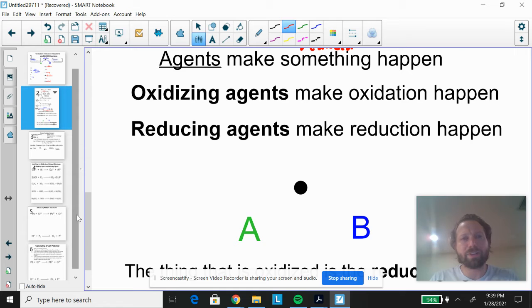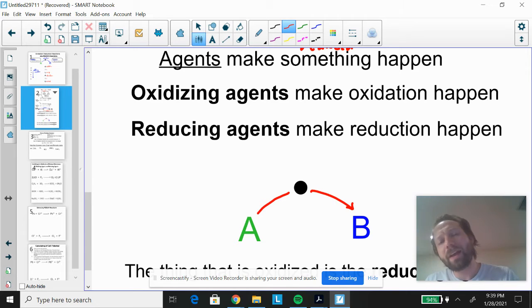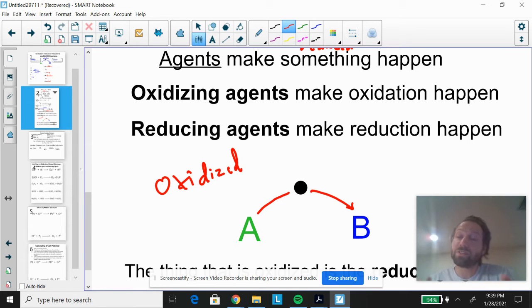So let's go back here for a second. What I want to do is just remind you of this A and B here. Remember that A is being oxidized, and the reason why I know that is because it's losing electrons. And remember, OIL RIG, right? Oxidation is losing electrons, OIL. So it's losing electrons. And in this case, B is reduced because it is gaining electrons.